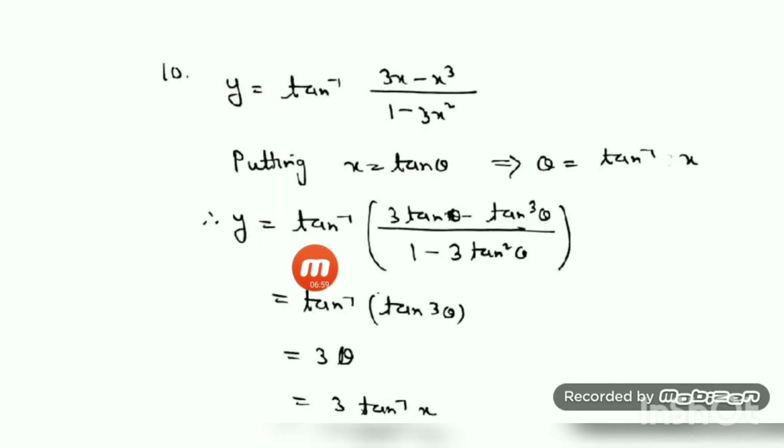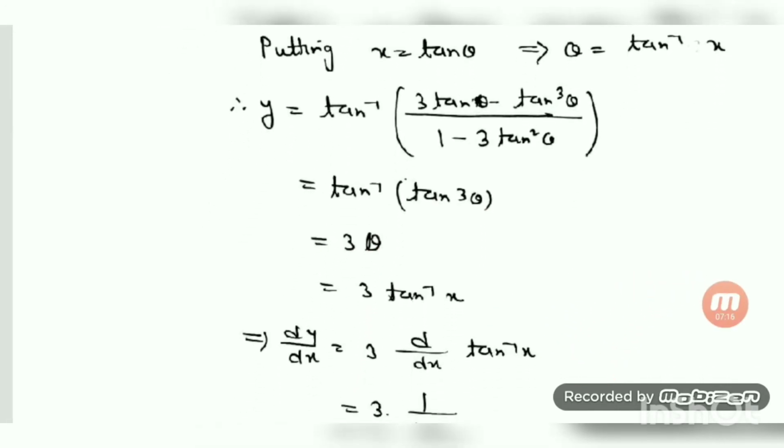Then let us substitute this expression here in y. y will become tan inverse of (3 tan theta minus tan cube theta) by (1 minus 3 tan square theta). So this is tan inverse. And what is the value of this expression? Tan 3 theta. And tan inverse of tan 3 theta, we know that is equal to 3 theta. Right? So lastly, you convert what is your theta. Theta is tan inverse of x. So you see, this is converted to a simple form, that is y is equal to 3 tan inverse of x.